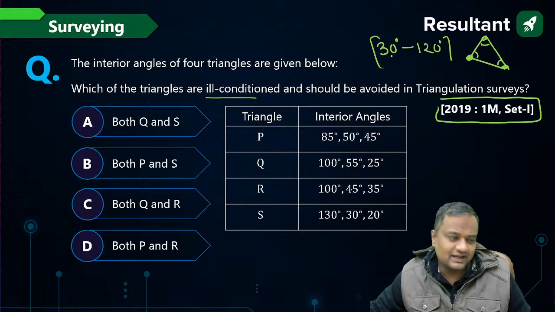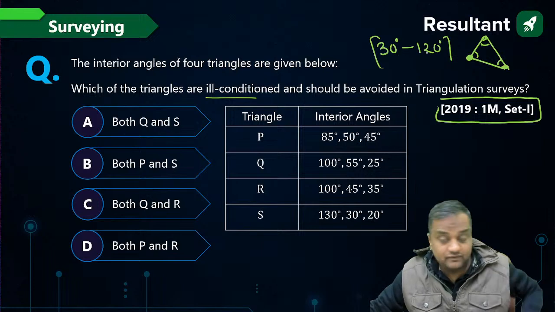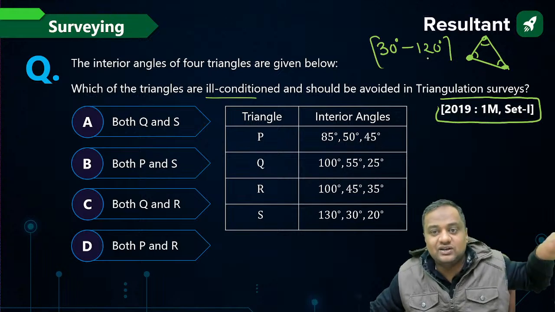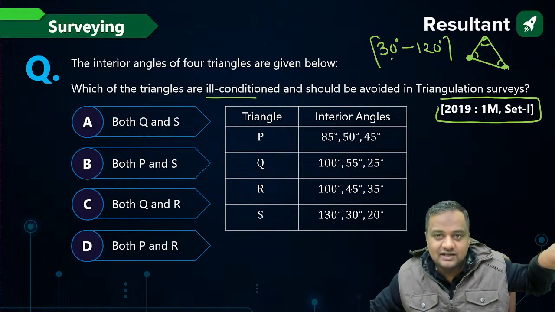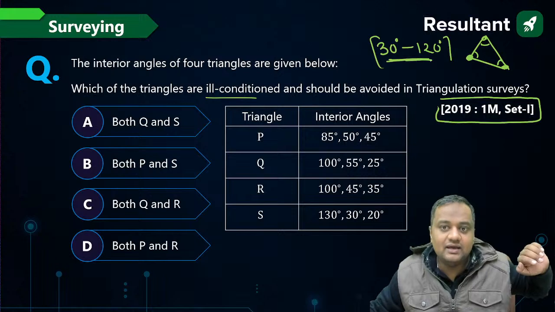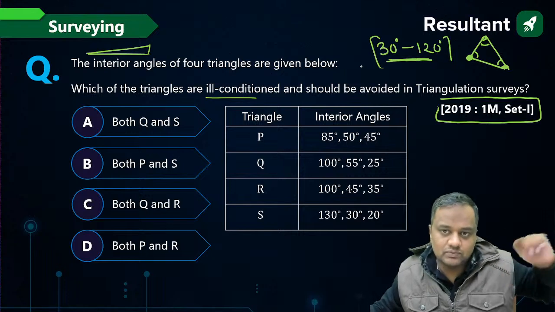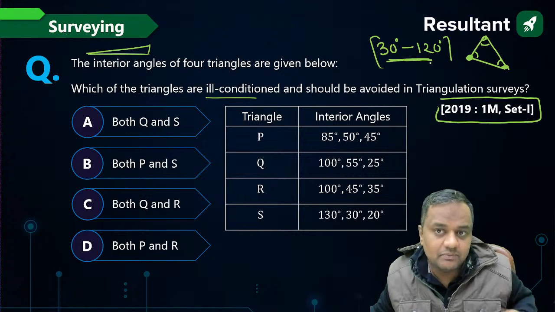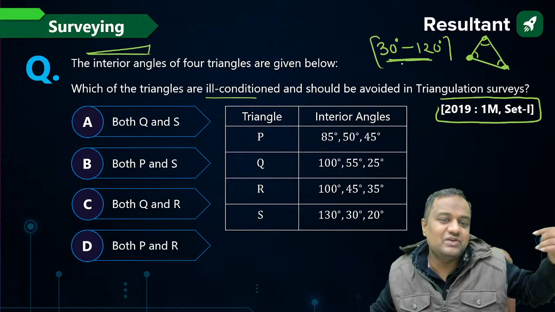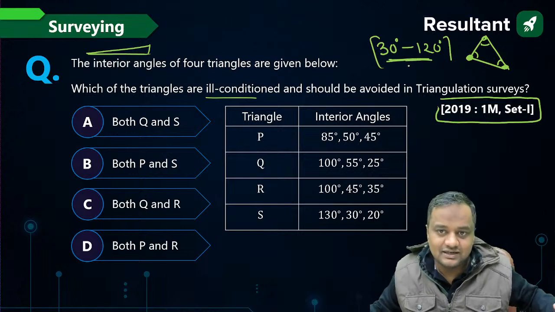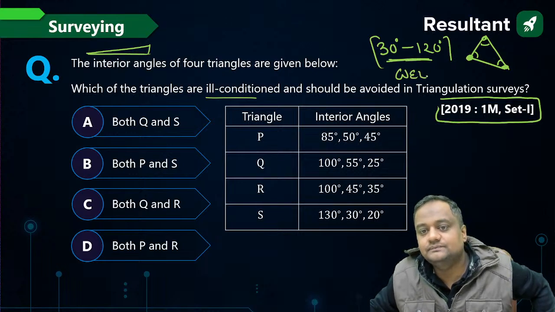If the angle is less than 30, then the lines will be like this, and we cannot clearly see the 2 different lines. So the angle should be more than 30. The angle should also not be more than 120, because if it is more than 120, then either of the other 2 angles has to be less than 30. So that is a well-conditioned triangle.